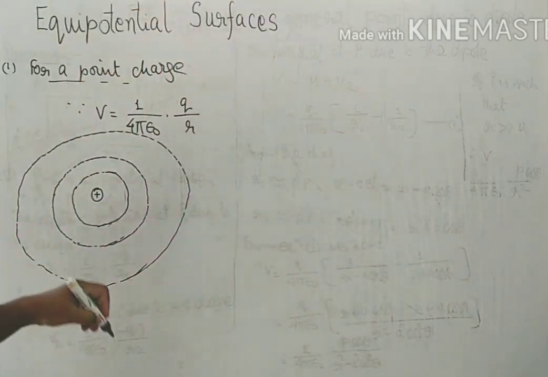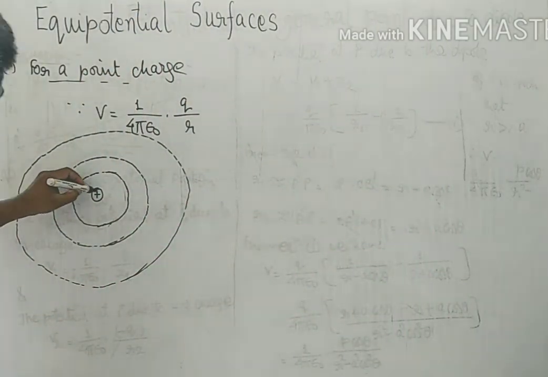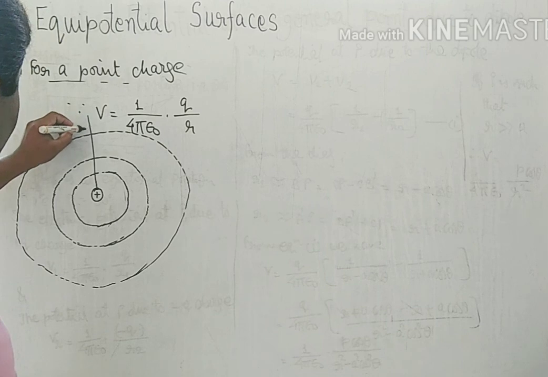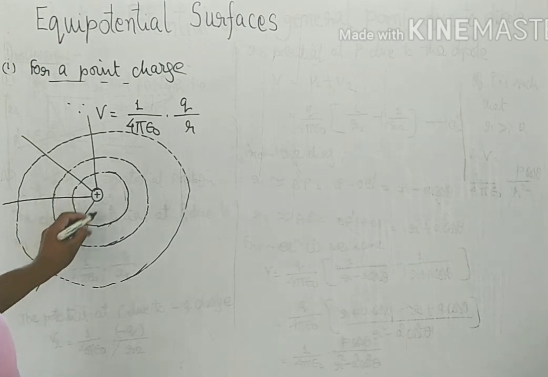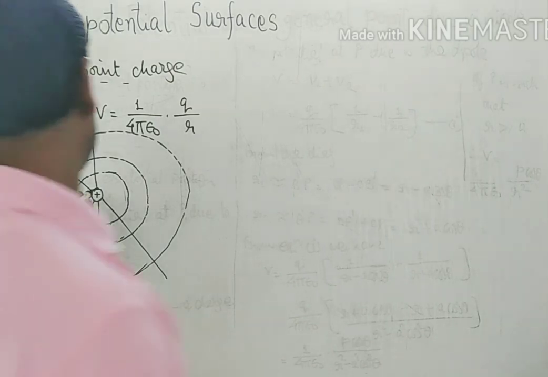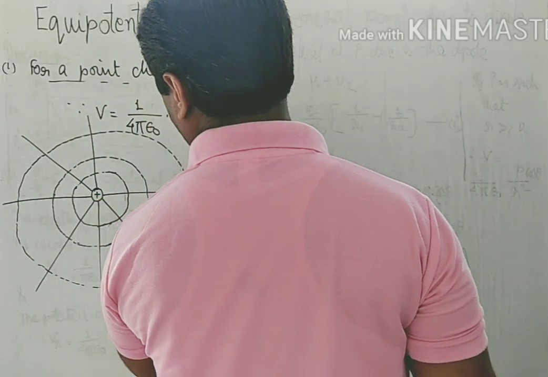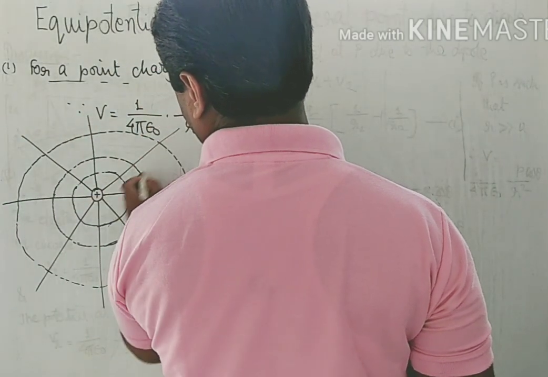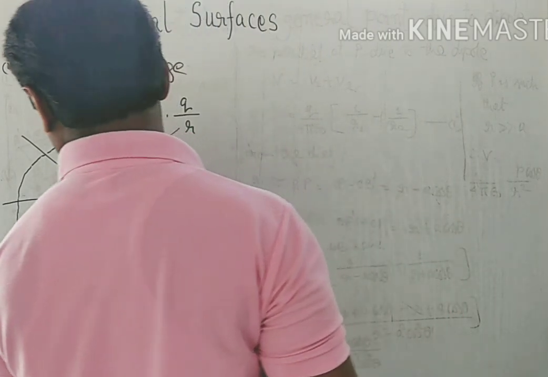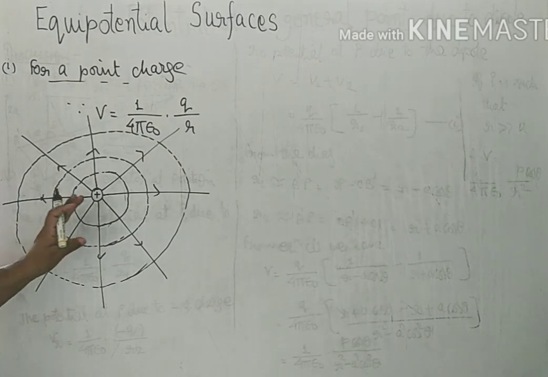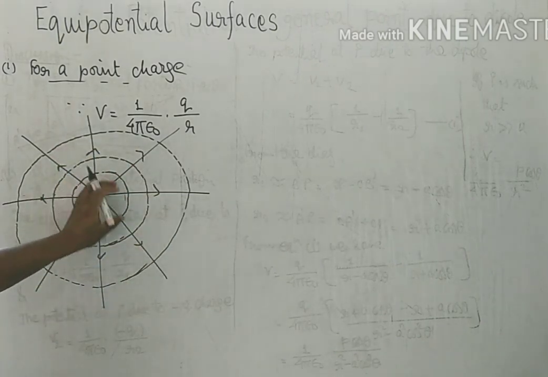Now electric field lines obviously would be diverging, coming out of this. So you can now draw electric field lines as well. These are simply electric field lines like this. Okay, so these are equipotential surfaces due to this point charge.